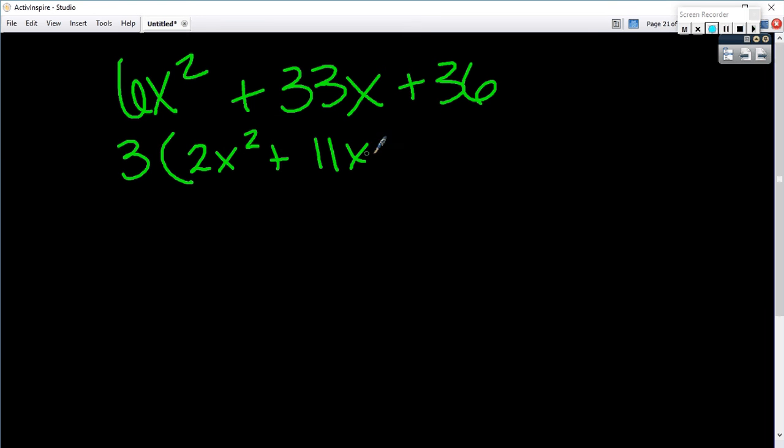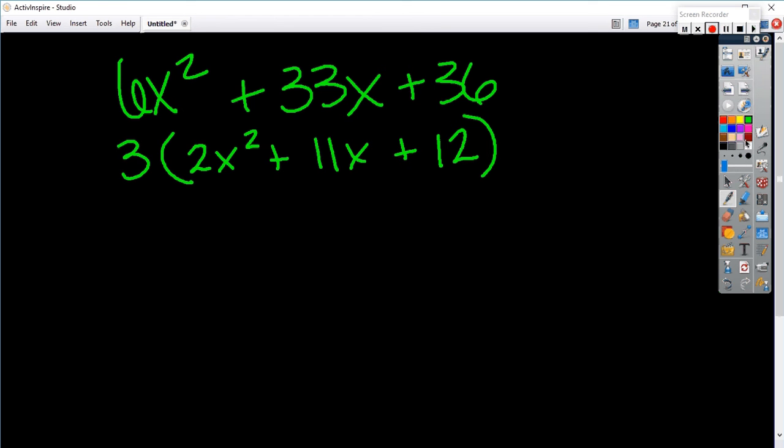11. 12. I didn't take an x out because the 36 doesn't have an x to give. To take it away, everybody has to have it. So now what I'm going to do is work on factoring just this. The 3 is still there, and the 3 is going to pop up in my answer, but right now I just want to worry about factoring what's in parentheses.